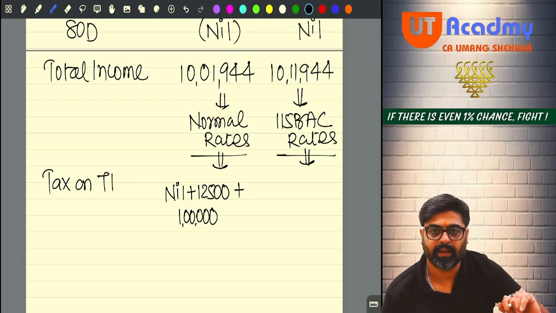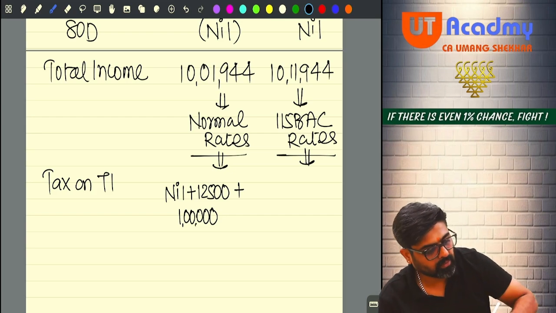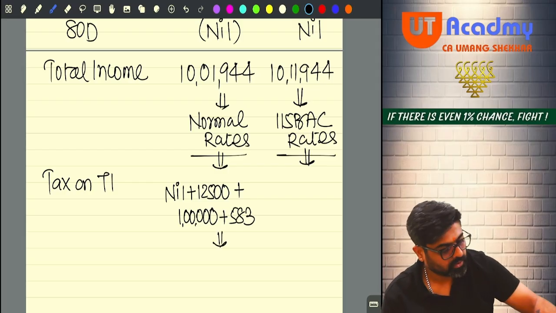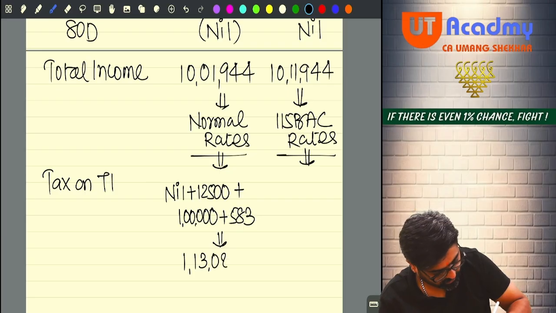1,944 is above 10 lakhs. On that, I will apply 30%. So that will be 583. Did you get this, everyone? So 583 plus 1,12,500 will give me 1,13,083.